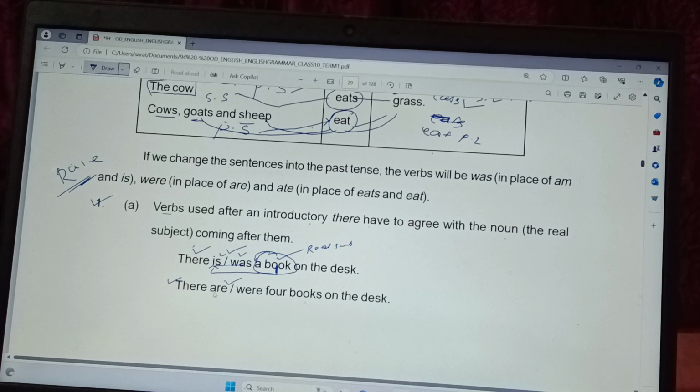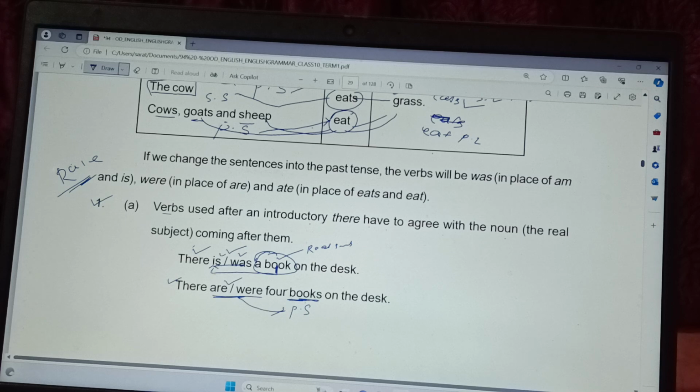Here there are or were 4 books on the desk. So in this sentence, books is the plural subject. So the are and were, according to sense, agree with books. We can say there are 4 books on the desk and there were 4 books on the desk.